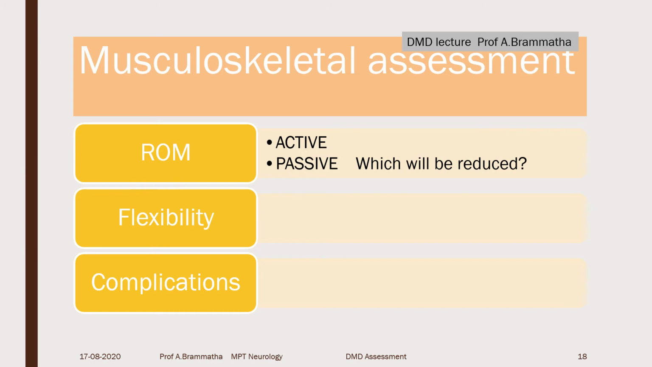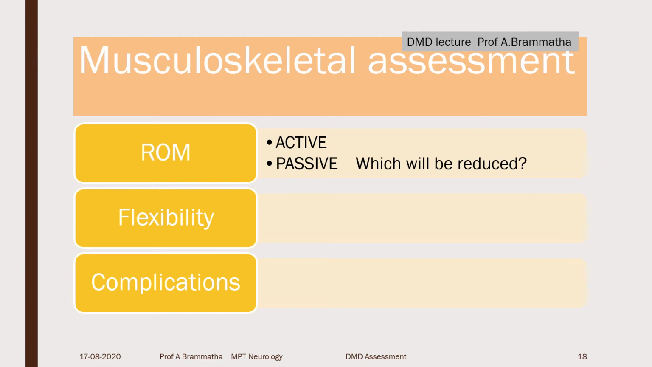So the range of motion, active and passive, both are very, very important here. As the muscle weakness goes on, the active range of motion will reduce. But what is important is that the passive range of motion has to be maintained to prevent any tightness and contractures as the disease progresses.